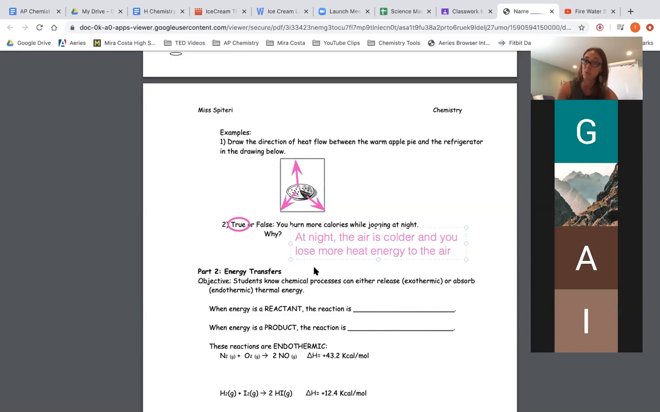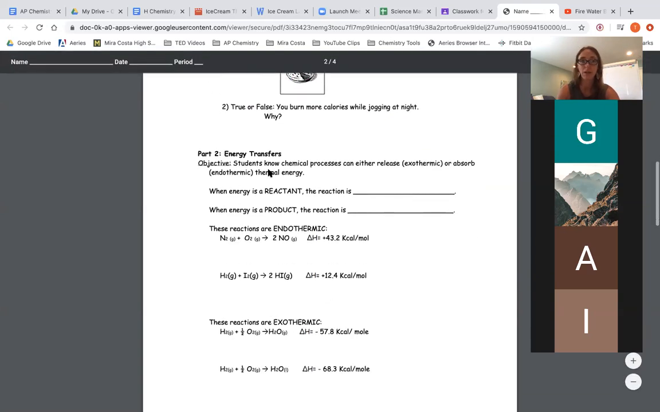You would sweat more and probably lose more water weight if you were to do it in heat, but you would burn more calories in the cold because of thermochemistry. So it's kind of interesting. All right, so that's that. Let's go on to part 2, energy transfers. Again, if you have questions, stop me.